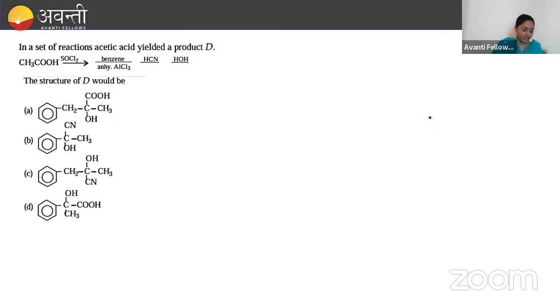We have to complete this conversion, a set of reactions of acetic acid giving a product D. CH3COOH reacts with SOCl2. What will form? We have talked about this. When an acid reacts with SOCl2, there is a formation of the respective acid chloride, that is CH3COCl. SO2 is liberated and HCl is formed.